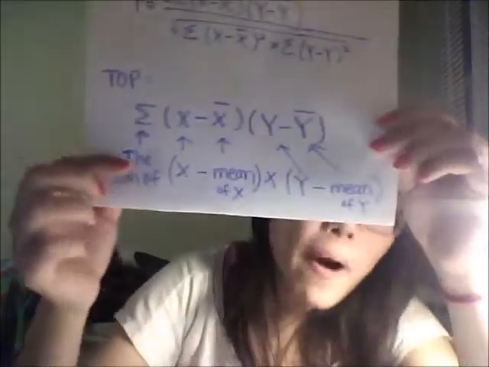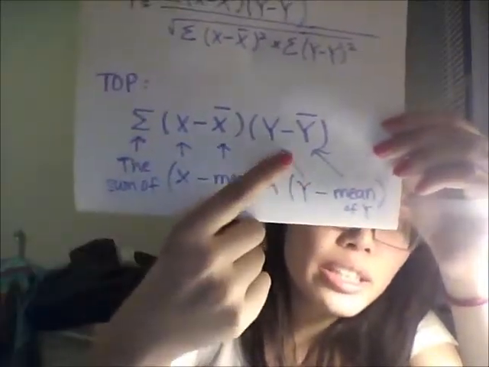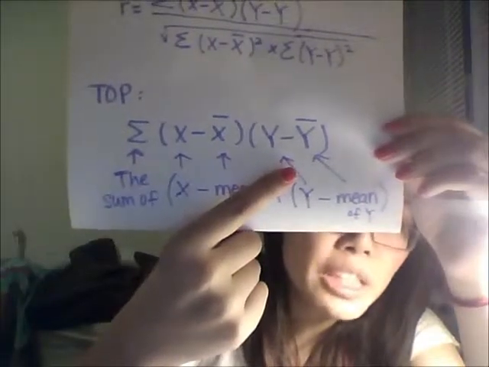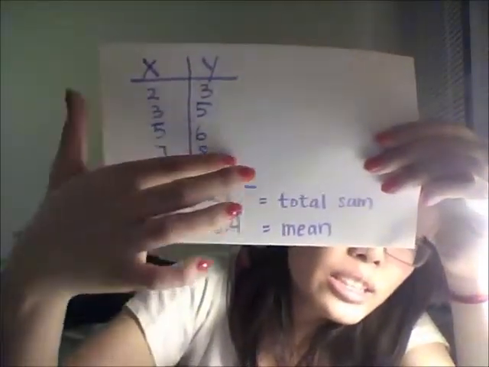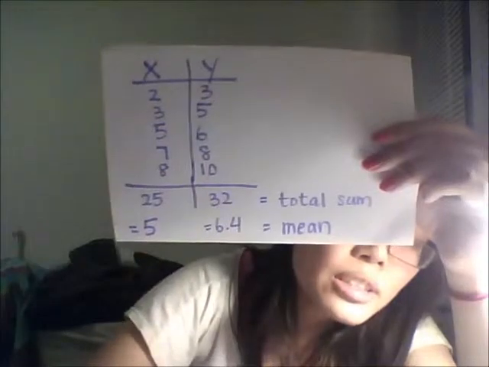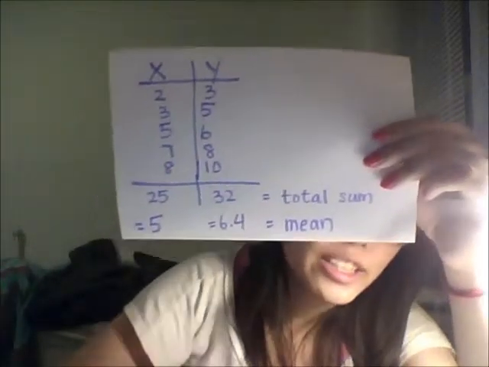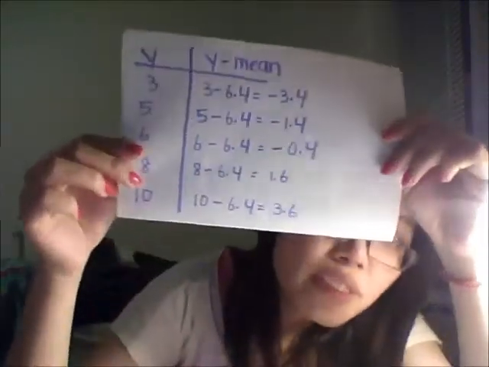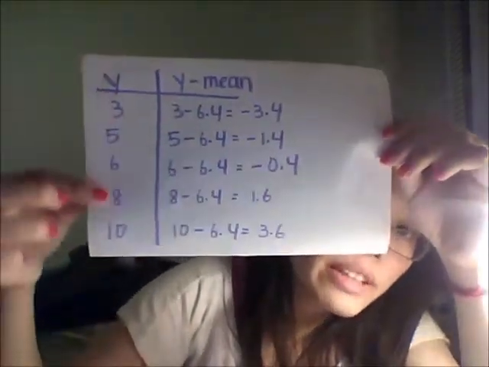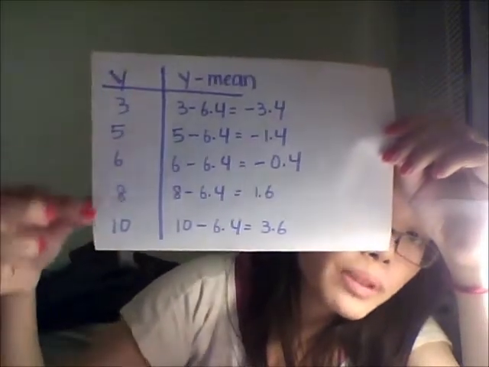Okay, so remember, this part of the equation is y minus mean of y. Now we're going to do the same for the y-axis, or the y variable. Remember the chart we had in the beginning? Take a moment to copy down these numbers, and we're going to make a new chart. Alright, here it is, the new chart. Same numbers again for the y variable.